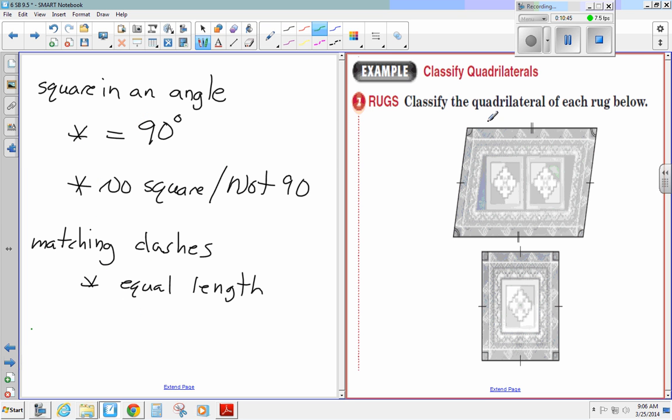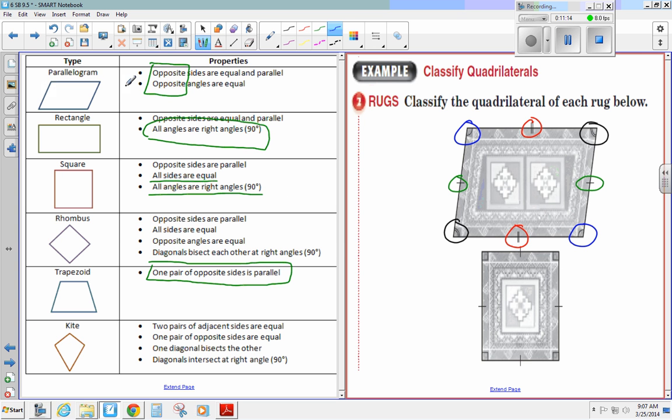All right, let's classify each of these quadrilaterals of each of the rugs below. Please notice here, these are equal. Equal but not 90. Equal but not 90. So what we have here, opposite sides are equal, opposite angles are equal, but there is no 90 degrees, so we would just say that this is a parallelogram.